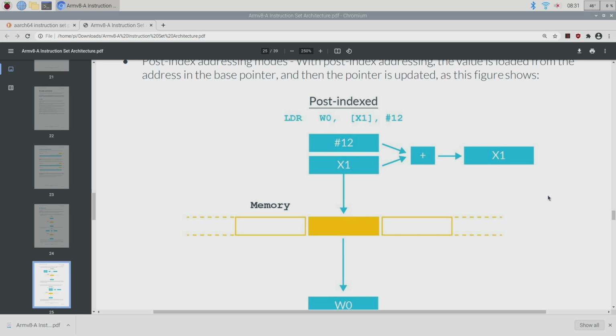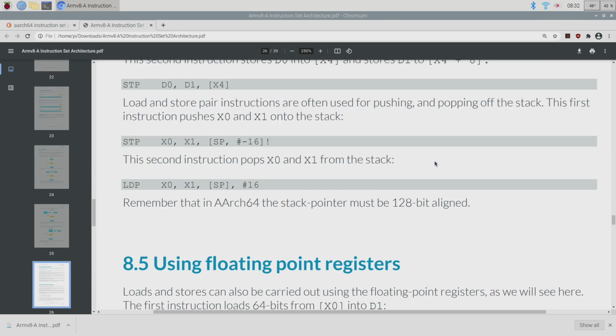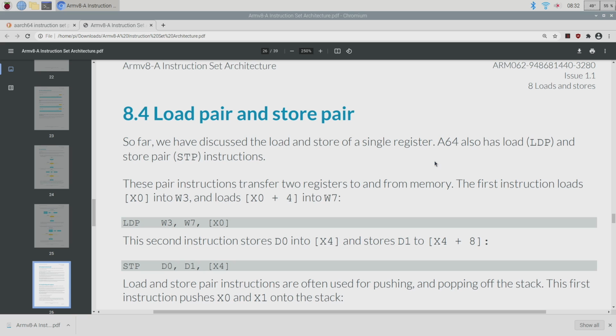So hopefully these pictures will help in terms of the stack management, and of course there's also the pair version of this, which we've used plenty of times. What that's doing is storing a pair of things simultaneously to accelerate loading and storing. So you've got the load register or store register, and then the paired versions of those.